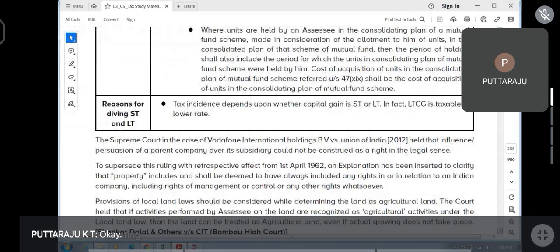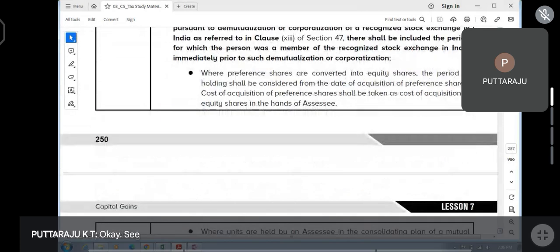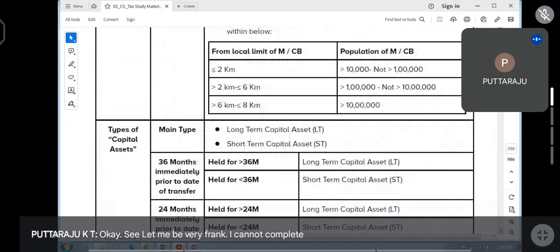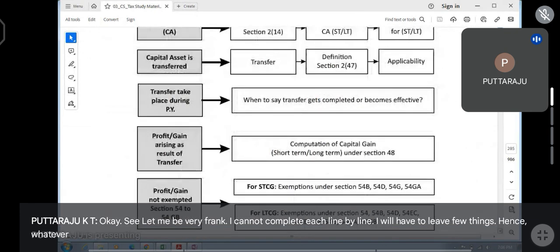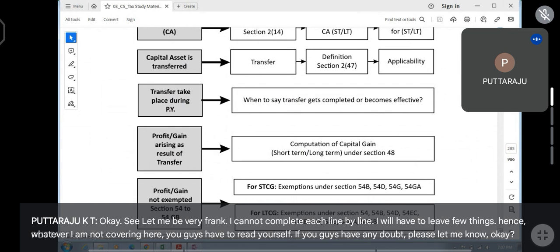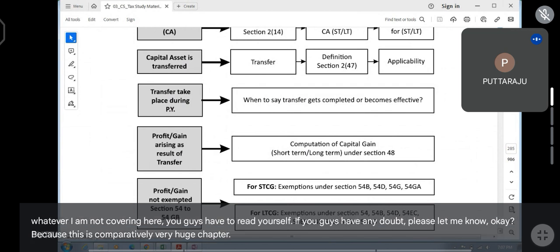Okay, see here. Let me be very frank. I cannot complete each line by line. I will have to leave a few things. Hence, whatever I am not covering here, you have to read yourself. If you have any doubt, please let me know. Because this is a comparatively very huge chapter, I may not cover each and every detail.